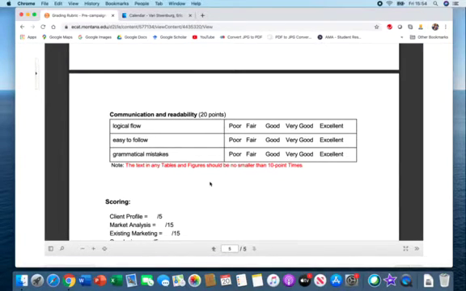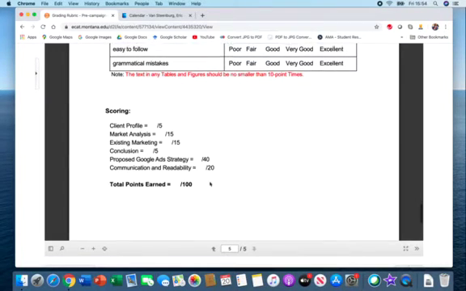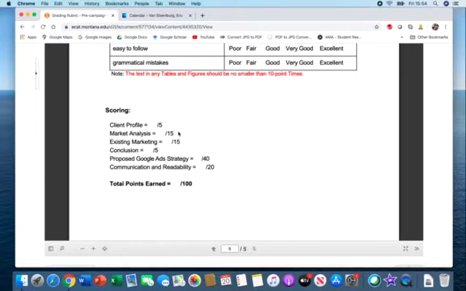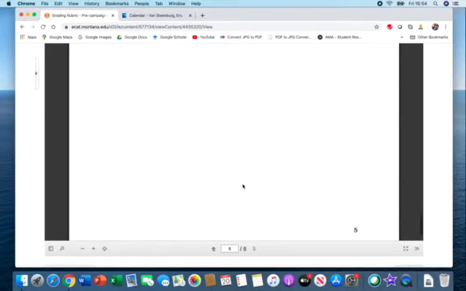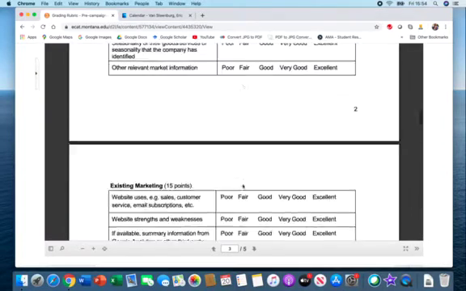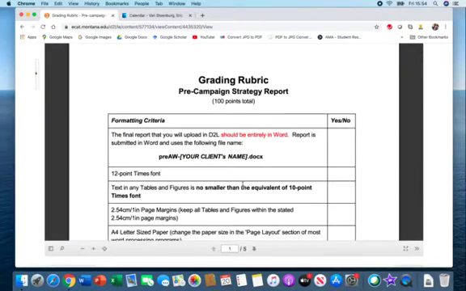Please add tables and figures to make it interesting to read. And then here's how I'm going to score it. Did you complete all the client profile stuff? Did you do a good market analysis? Did you do good analysis of existing marketing? So essentially, this is your situation analysis right here. And then your proposed strategy, plus is it well written? Equals 100. There you go. Okay, so that's what you're going to be working on, your pre-campaign report.